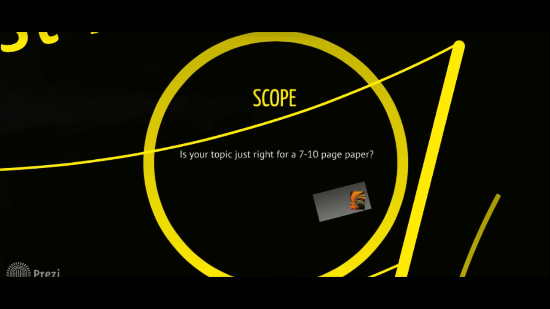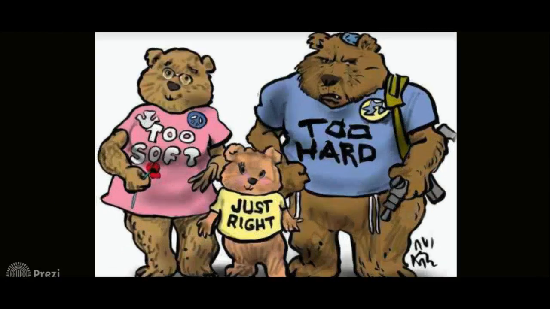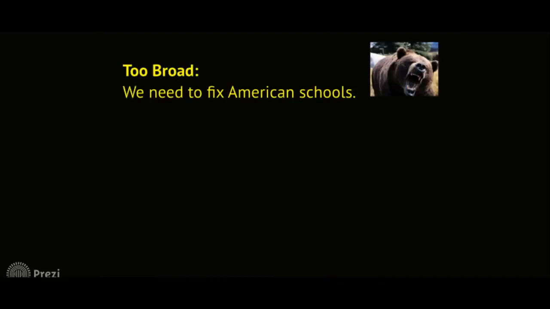Is your topic just right for a 7 to 10 page persuasive research paper? Well, you can use the old Goldilocks test to help you decide. As we all know, there's Papa Bear, Mama Bear, and Baby Bear, who's just right. So let's look at Papa Bear first. Papa Bear topics are often the topics that are too broad.